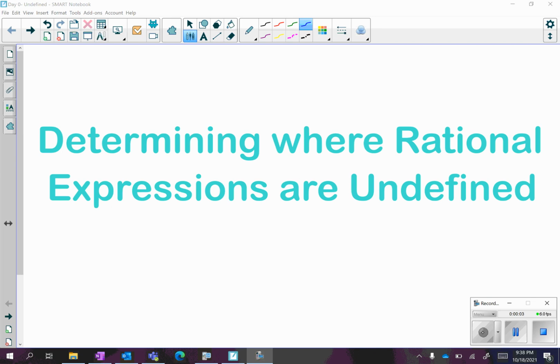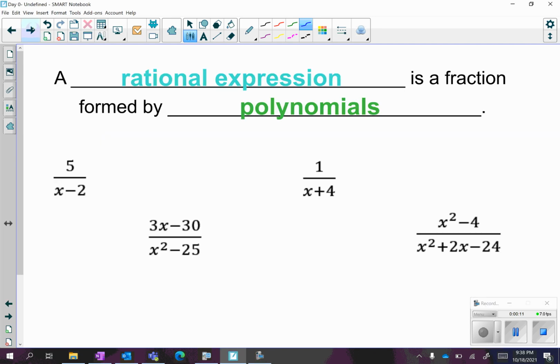Hi, this video is going to guide you through how to determine where rational expressions are undefined. But before we go over that, we have to talk about what a rational expression is. A rational expression is just a fraction formed by polynomials. Basically, if you have a fraction and it has a variable in the numerator or denominator, it's a rational expression. And all these examples that you're going to see today in the video are rational expressions.